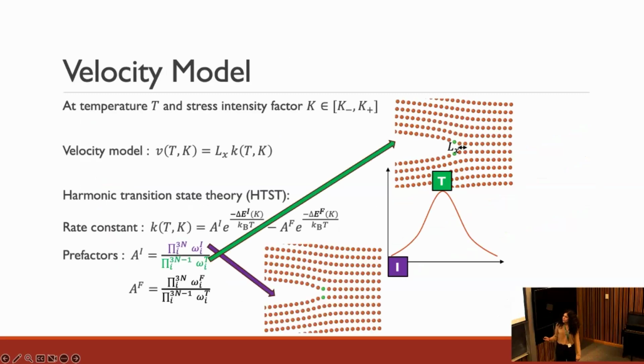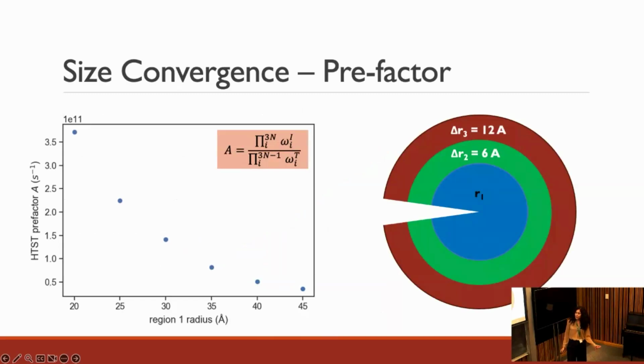And then we can compute these A's from the ratio of the frequencies of the transition state, initial state versus the transition state for the first term, and the final state versus the transition state for the second term. And Lx is the length scale along the crack propagation, which you multiply with the frequency to get your velocity. So again, now we have this A prefactor that you need to compute from the frequencies.